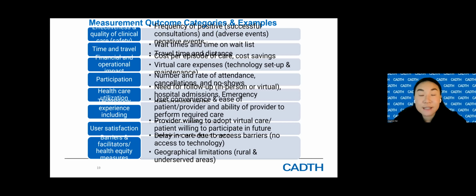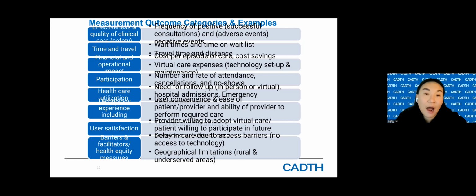Next, we have healthcare utilization, which could be measured, for instance, as the need for follow-up in-person or virtual appointments related to the initial virtual consults, subsequent hospital admissions, and emergency department visits. Next, we have technology experience, including feasibility. So this could include user convenience and technical difficulties. And the next category was user satisfaction. A measure of this could be, for instance, if the provider is willing to adopt virtual care in the future, and if the patient is willing to participate in future sessions with virtual care.